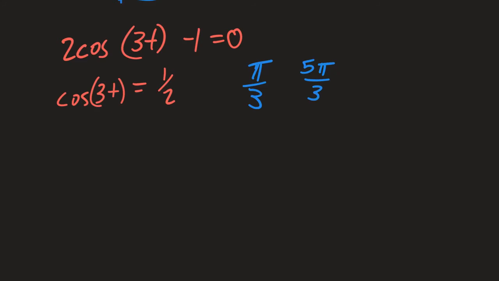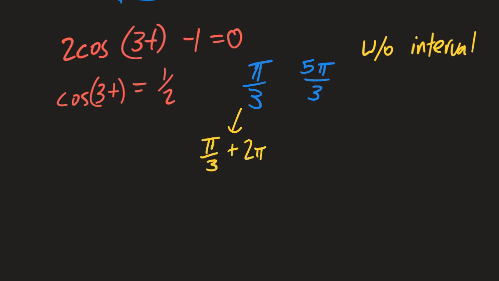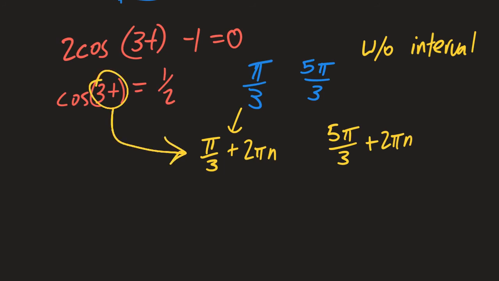Now, the nice thing about this is if we were solving this without an interval, we can very simply get all the solutions in one go. So I'm going to go ahead and say, hey, look, here's pi over 3 plus 2 pi n, and 5 pi over 3 plus 2 pi n. We just have to remember that we solved for 3t here.